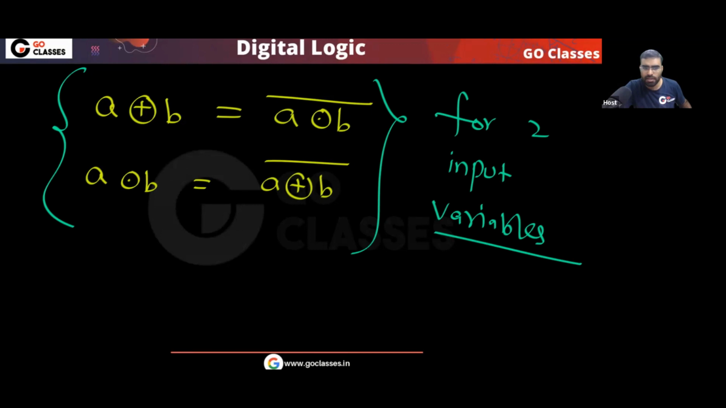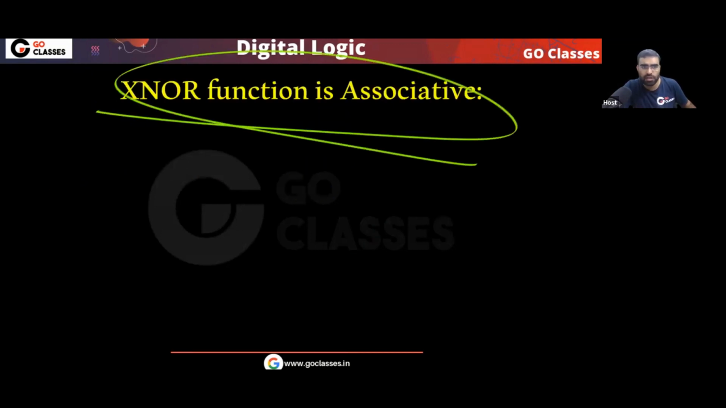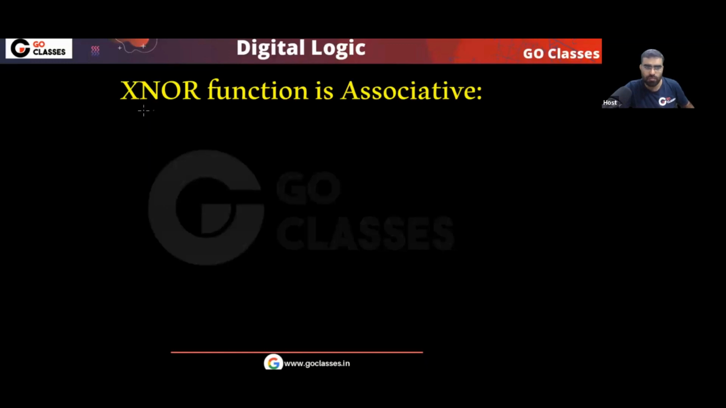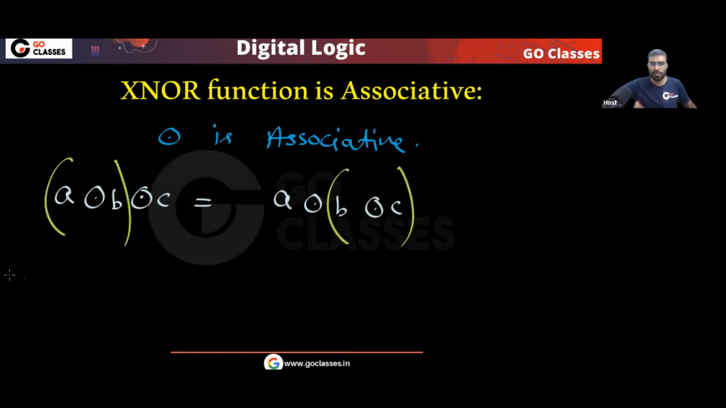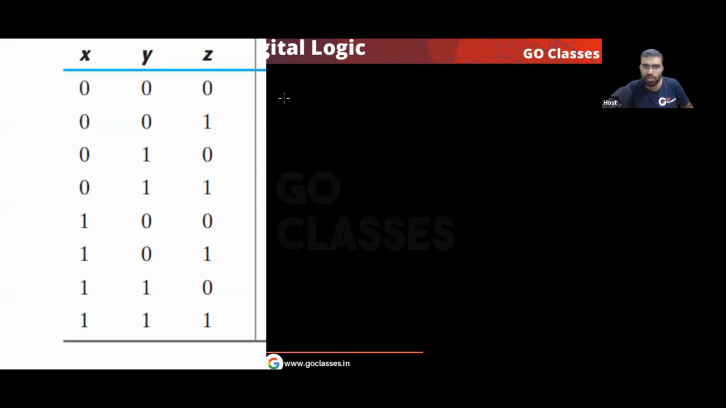Now let's see, is XNOR associative? Yes, this exclusive NOR is associative. We already know this; this is just a quick recap. What does it mean? It means that A XNOR B XNOR C is the same whether I group it like this or like this. They will be the same, meaning XNOR is associative. You can easily prove it using the truth table. Let me just prove it.